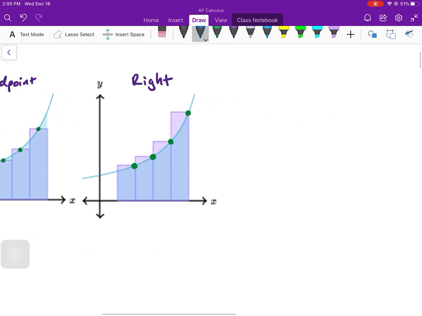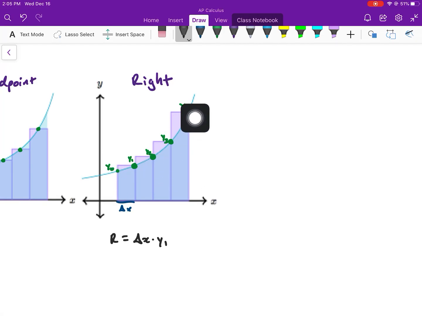If we look at the right sum, same idea. This would be your y0. This is y1, y2, y3, and y4. So here's our delta x. So for our right sum, we'll call it R. We're going to start with delta x times y1. We're going to use the right 4 values here instead of the left 4. So the right sum you use the right 4. The left sum you're going to use the left 4.